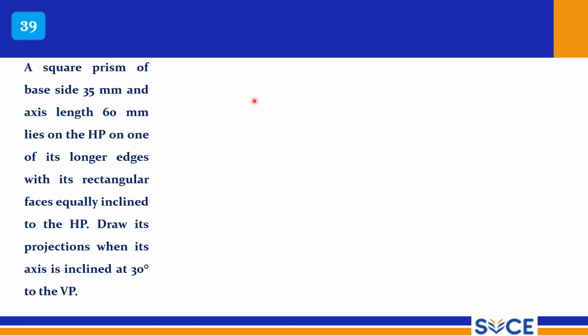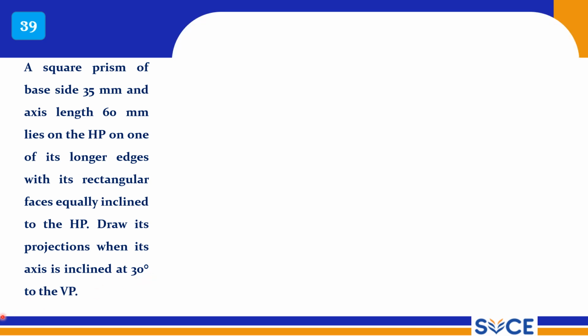39th problem. It is a square prism of base side 35 mm and axis length 60 mm that lies on HP on one of its longer edges. You have to draw the square in diamond shape above the XY reference line in such a way that the longer edge is lying on HP with its rectangular faces equally inclined to HP. Draw its projections when its axis is inclined at 30 degrees to VP.